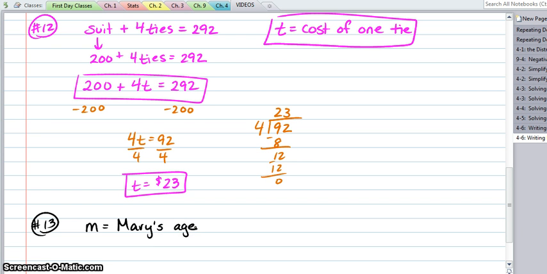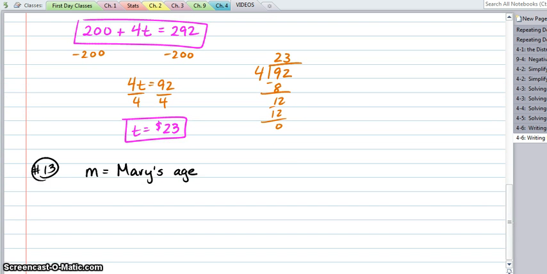Let's go back to that first sentence. It says Mary's sister is 7 years older than Mary. Well, if Mary is m, then her sister is going to be 7 years older, which would represent m plus 7. So this is Mary's sister's age. Here's where defining variables or expressions is very helpful. It allows you to keep everything straight. So we have Mary's age is m, Mary's sister's age is m plus 7.